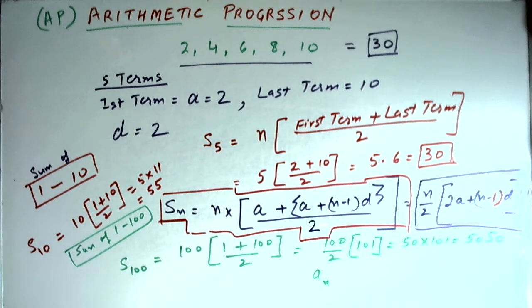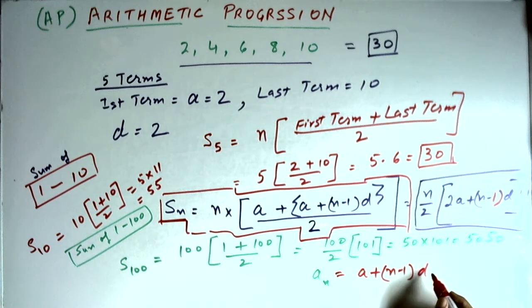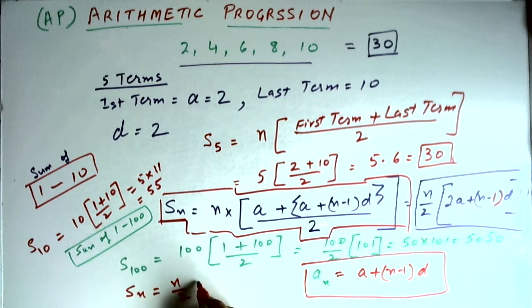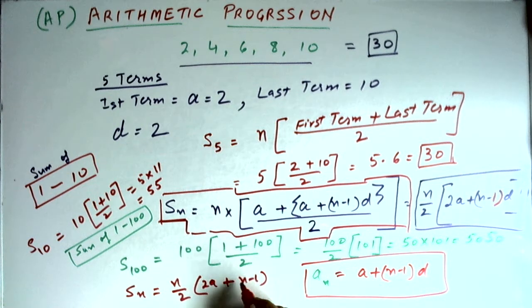an is equal to a plus n minus 1 into d. So this is one formula, and Sn is equal to n by 2 into 2a plus n minus 1 into d. So if we remember these two formulas, which are the important formulas in this chapter.